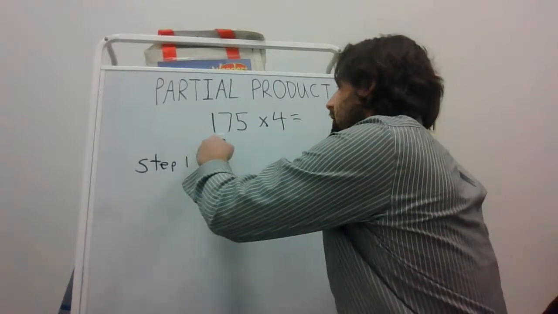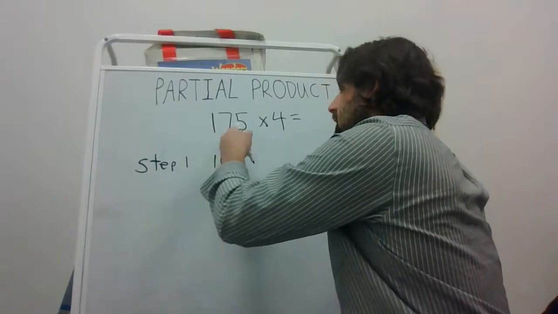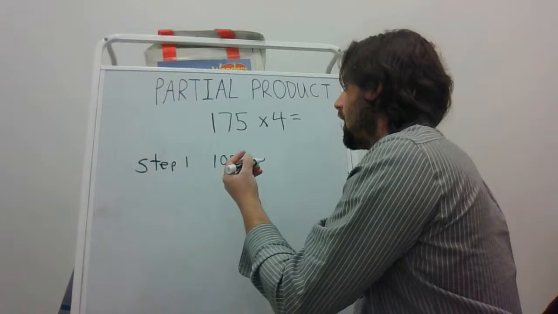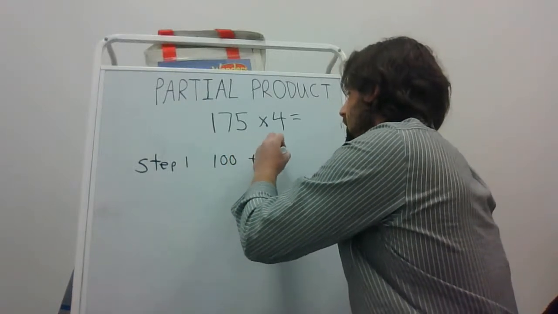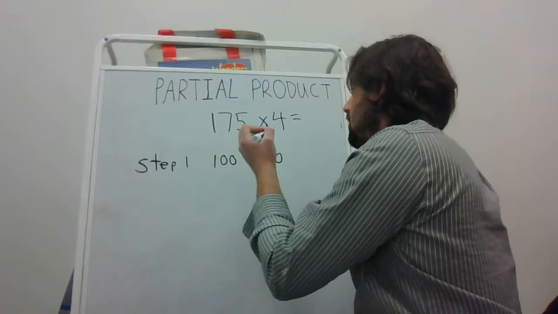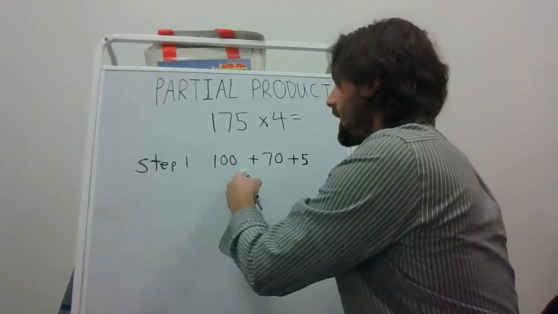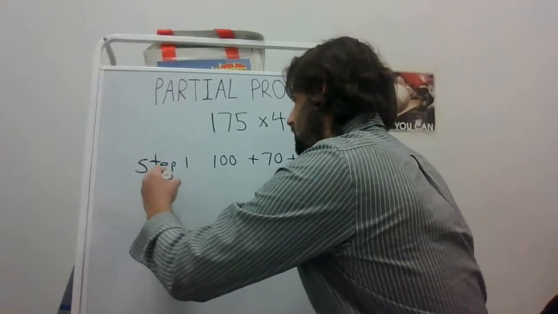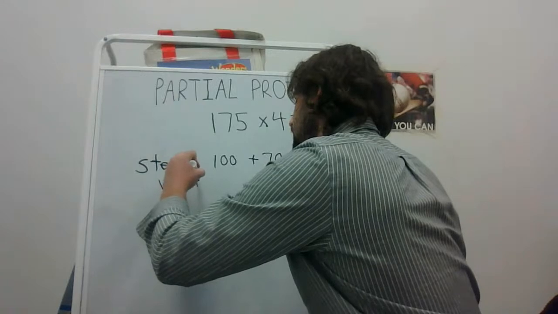So in 175, we have 100, which is a value of 100. 7 tens, which is a value of 70, and 5 ones, which is a value of 5. So this is how you write 175 in expanded form. So step 1, you write the number in expanded form.